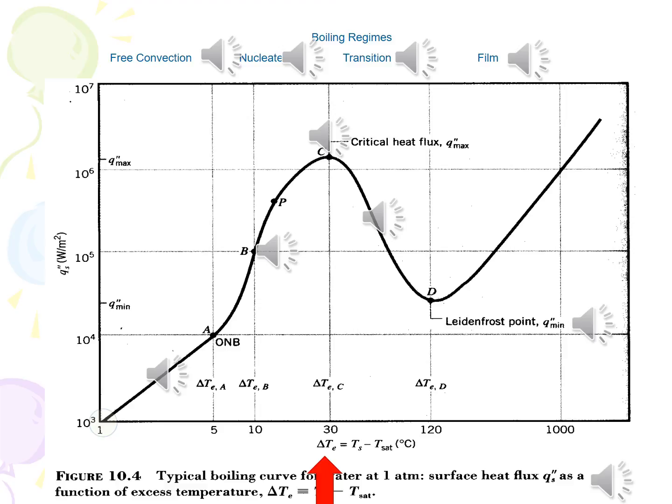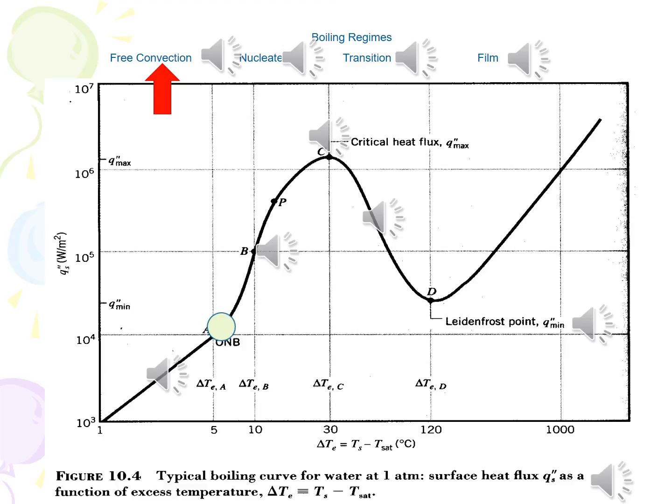When Nukiyama increased the heat flux from 0, the excess temperature increased up to 5 degrees centigrade, at which point water started boiling visibly with the formation of vapor bubbles. This is the onset of boiling point on the graph, or O, N, B. From 1 degree up to the onset of boiling, the boiling regime is classical free convection, with heat being transferred from the wire surface to the water that is moving due to buoyancy.